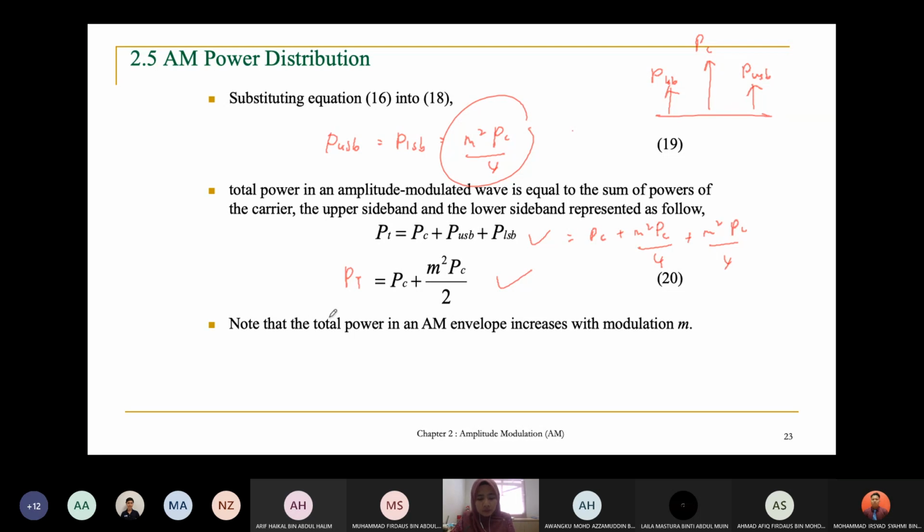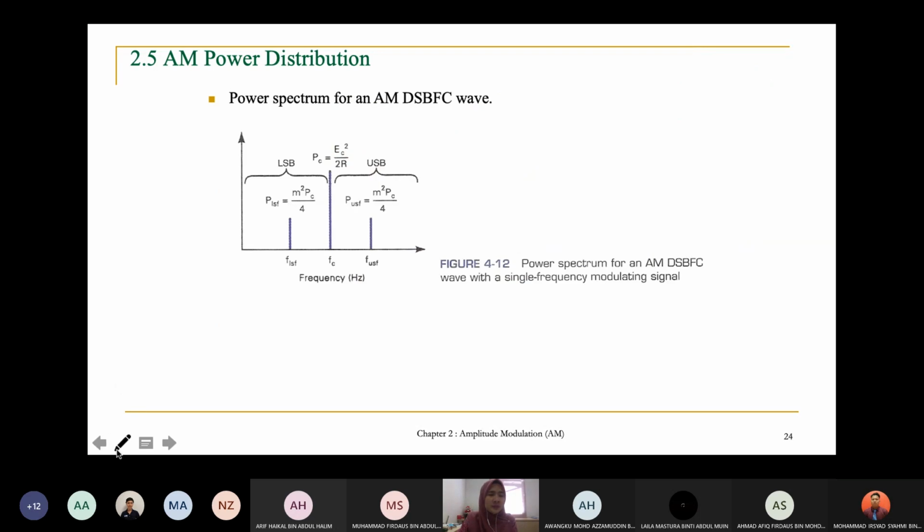And then you can draw the frequency spectrum in terms of power, so we also call it the power spectrum. Basically it's similar to the frequency spectrum in terms of voltage. The difference is that the amplitude is in terms of power. Previously it was in terms of voltage, but the frequencies are all the same. This is FC. FLSF is FC minus FM. FUSF is still the same, FC plus FM. So the difference is this part here. You must remember PC is EC squared over 2R. For PLSF and PUSF, it is M squared PC over 4.